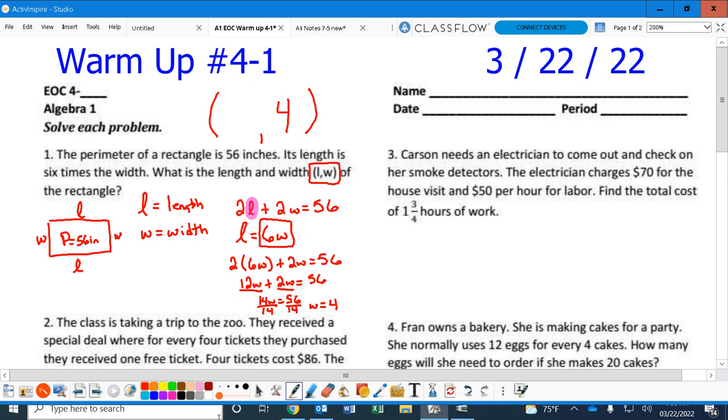I don't know why they wanted you to put the answer like this, but that's how they asked for the answer to be. You've got to do whatever it asks for. Okay, I've got W equals 4. I'm going to plug it back into the box. Length equals 6 times whatever the width is. In this case, the width is 4. So the length is 24. The 24 goes right here because it says length goes first, width goes second.